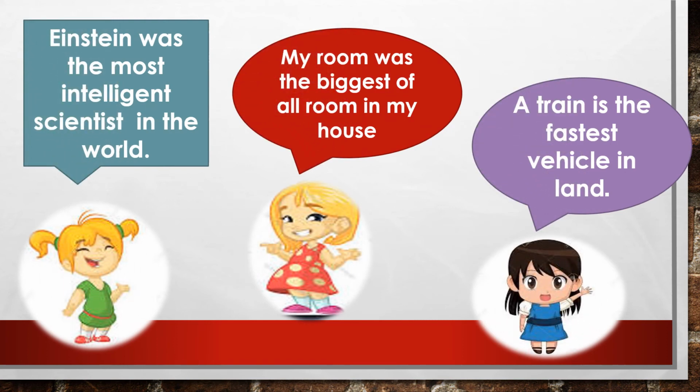Okay, so let's look at the examples. Sentence number 1. Einstein was the most intelligent scientist in the world. It means that we compare Einstein to the most intelligent people in the world. Number 2. My room was the biggest of all rooms in my house. And number 3, a train is the fastest vehicle on land. We compare one thing or one object to the others to express its superlative degree.